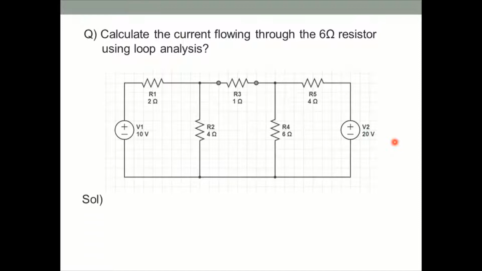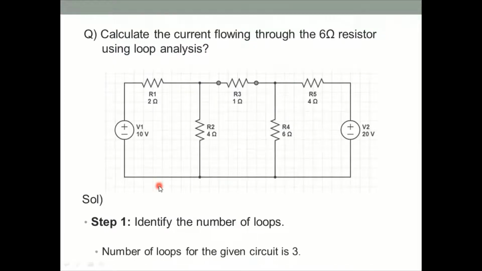So coming to the solution, our first step is we need to identify the number of loops. Based on the definition, a loop is a path of a circuit which will start from one node, move through the nodes, and reach the same node, right? So we can call this particular part a loop. If you observe the circuit, in a similar way, we have 3 paths, so we can say that the number of loops here is 3.